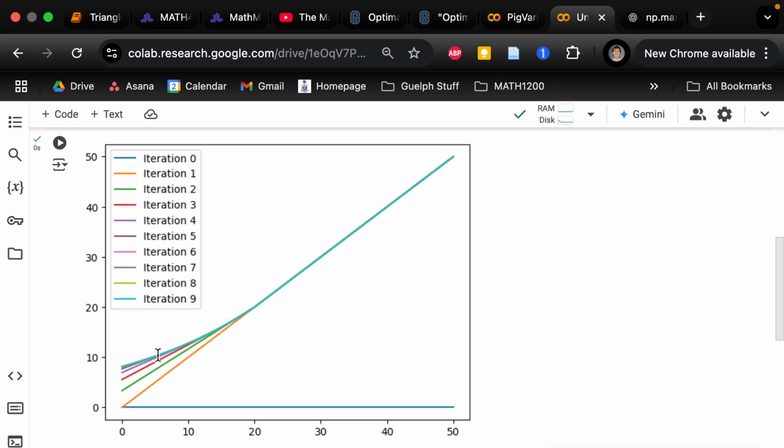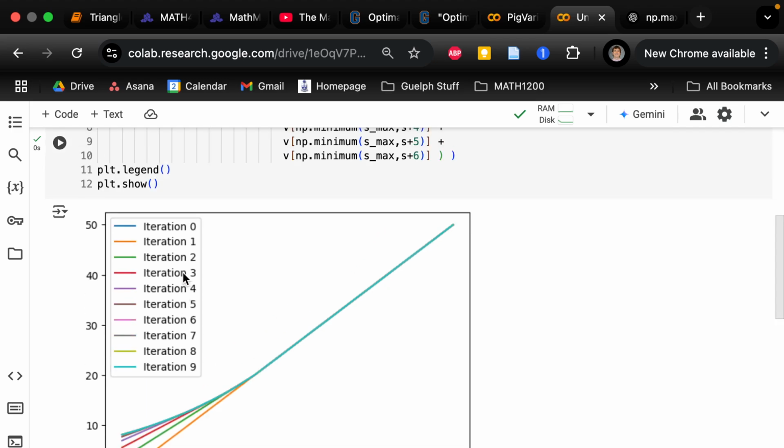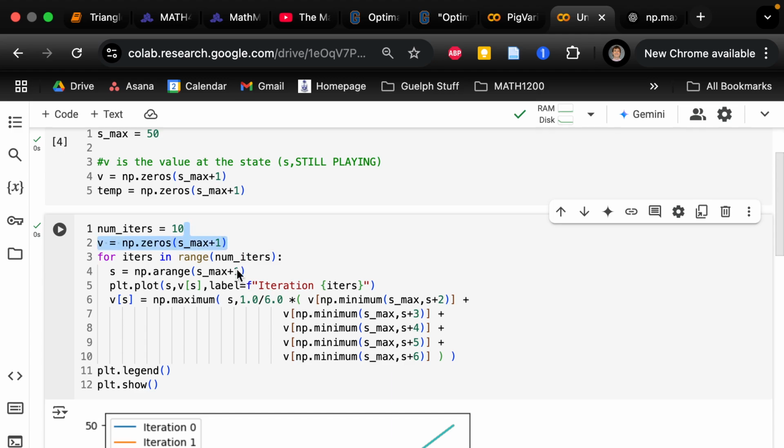At iteration 0, that was in blue. We had this. We were like, all zeros. The value is 0. How many dollars are you going to get in this game? $0. Terrible guess. But that is what we told it to do, right? We said at the beginning, $0.